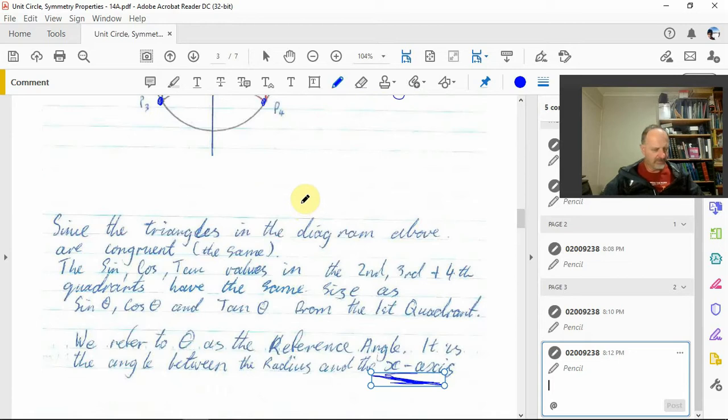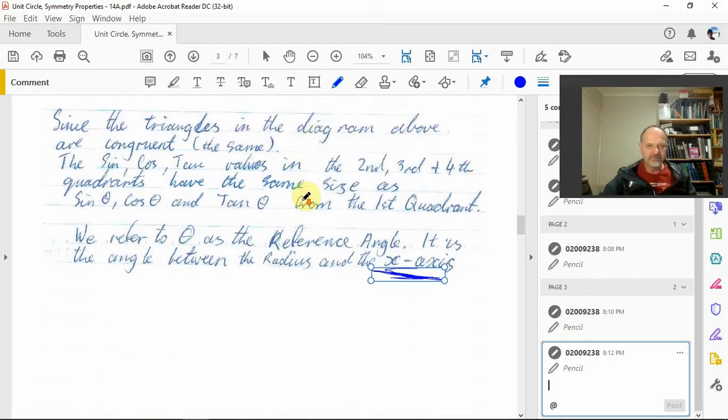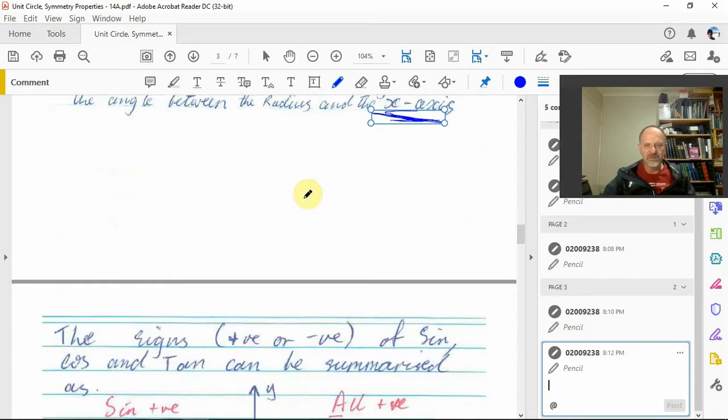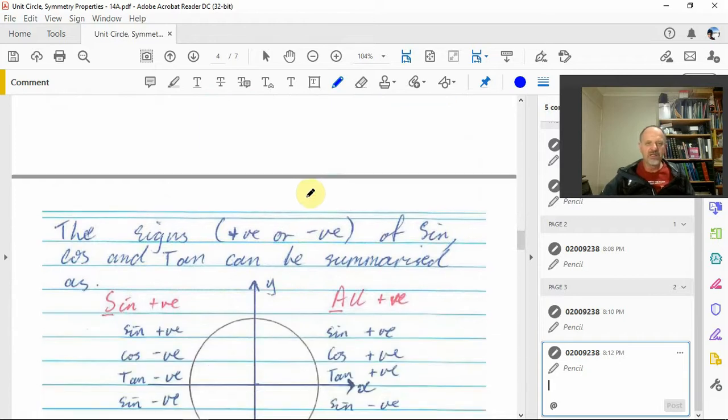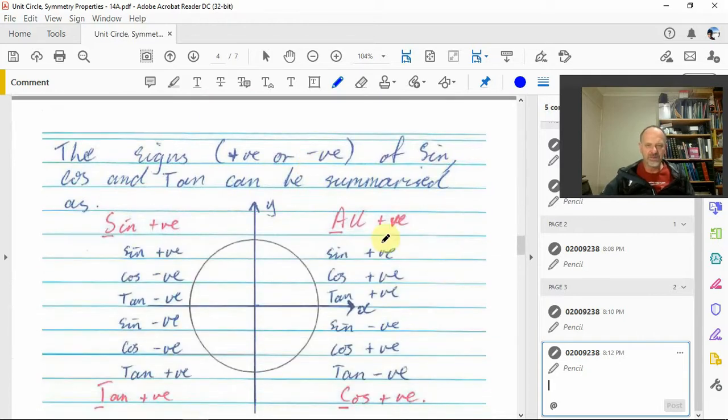All right, so I already talked through a bit about the values, the signs being positive or negative of sine, cos and tan. We can summarize like this. So in the first quadrant, they're all positive. In the second quadrant, sine is positive, but cos and tan are negative. In the third quadrant, tan's the one that's positive, the other two are negative. And in the fourth quadrant, cos is positive and the other two are negative.